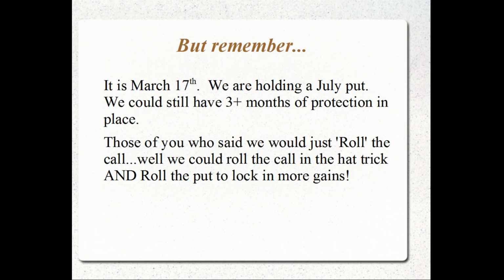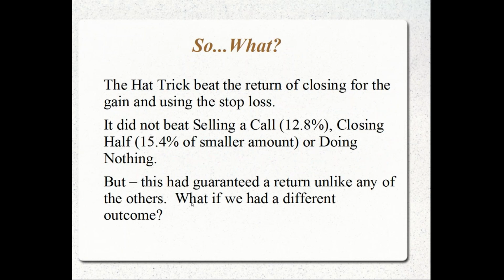So it cost me 265, but I'm guaranteeing a 5-point higher exit. I moved the put from the 65 to the 70, still 4 months out. So I add $2.65, let's say, to my cost basis, but I'm guaranteed to get 5 points higher back. That would have moved that guaranteed profit from about 390 up to about 620, guaranteed. And if the stock continued to move up, I could still realize further upside gains as well. So again, the hat trick beat the return of closing for the gain and using the stop loss.